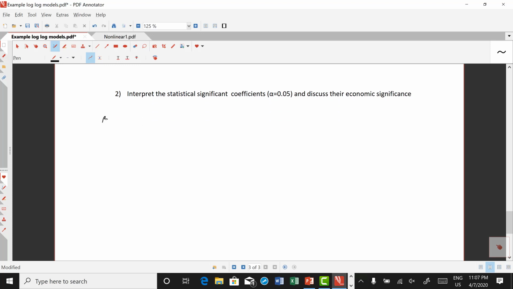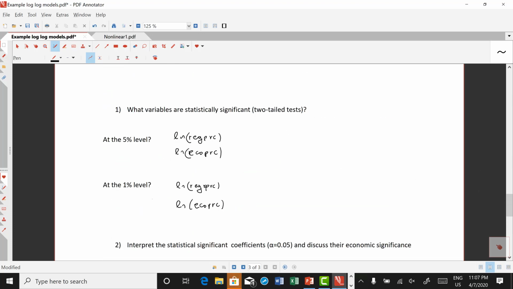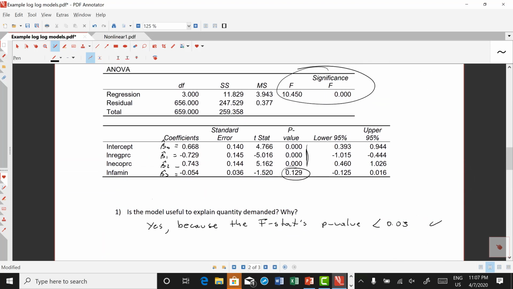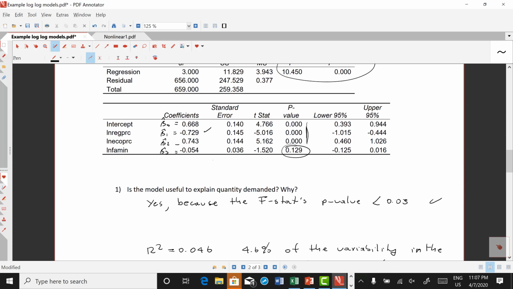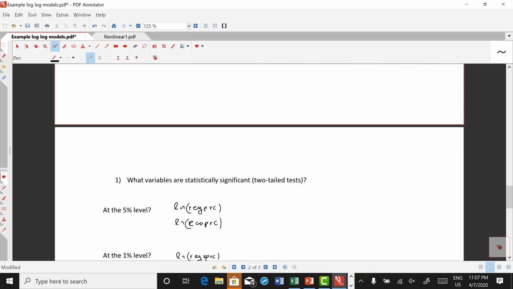So, the question says: interpret the statistically significant coefficients and discuss their economic significance. So we have beta 1 equal to minus 0.73, beta 2 equal to 0.74. So let's go back. I'm going to show you where I got those numbers. So you see I have minus 0.73 and 0.74. The first one is related to the price of regular apples, and the second one is related to the price of eco-label apples.